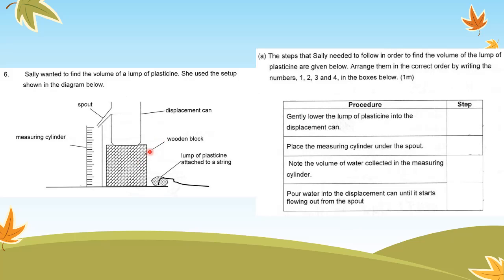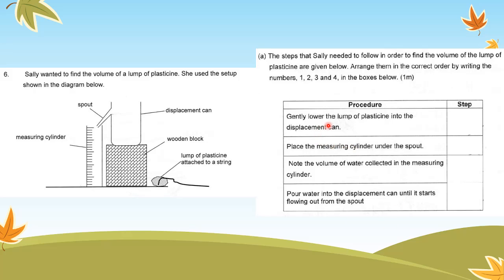Okay, now let's read the procedure first. Gently lower the lump of plasticine into the displacement can. Place the measuring cylinder under the spout. Note the volume collected in the measuring cylinder. Pour water into the displacement can until it starts flowing out of the spout. Okay, now which one must come first?